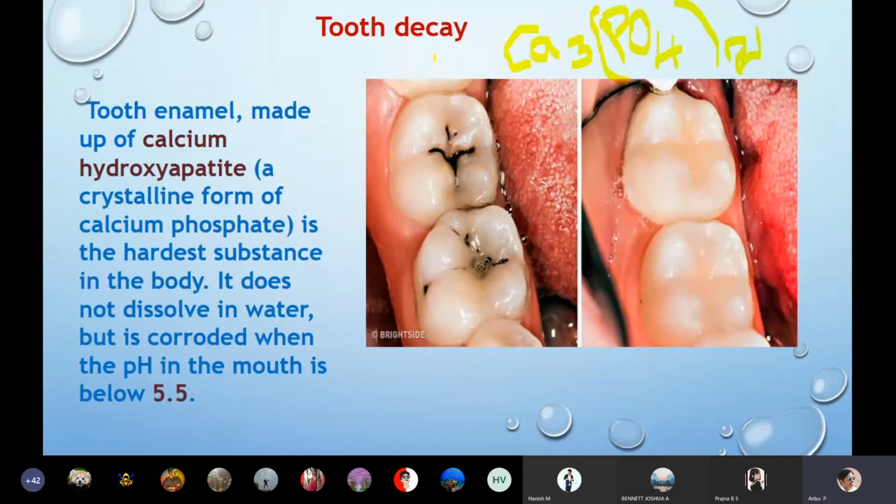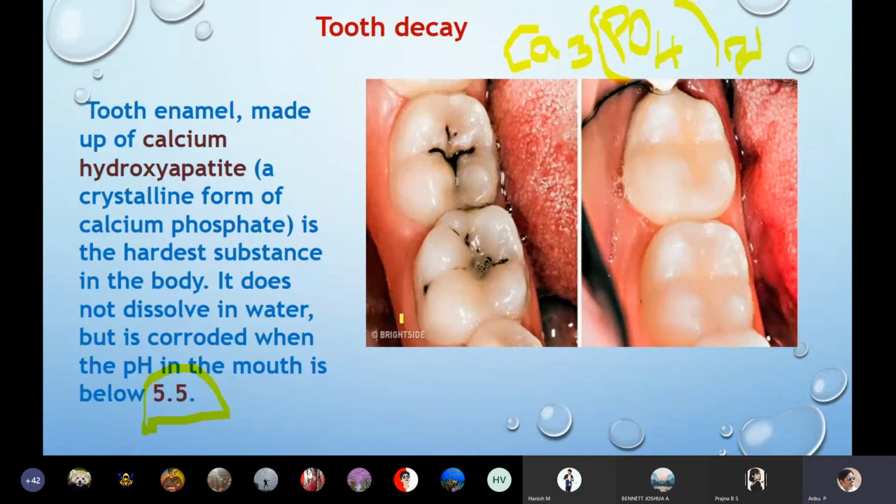It does not dissolve in water, but it is corroded when the pH in the mouth is below 5.5. We know that a pH of 5.5 represents a weak acid. Once these acidic conditions are created in the mouth, the tooth will start to decay, because acid reacts with the base and damages the enamel surface of the tooth.